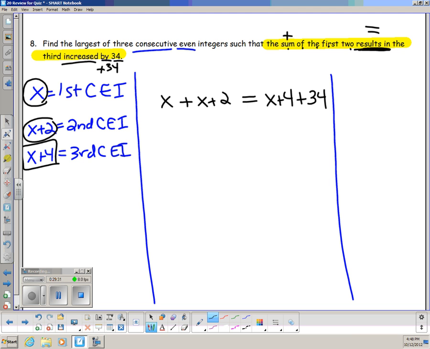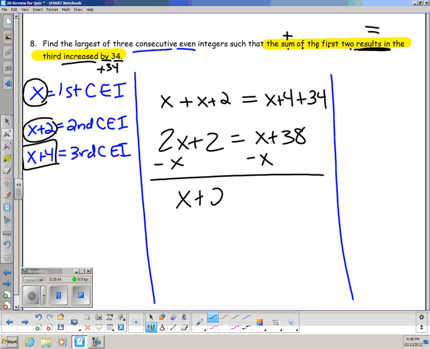So now I have x plus x plus 2, which is 2x plus 2, equals x plus 4 plus 34, which is x plus 38. I'll subtract x from both sides. So we get x plus 2 equals 38. Subtract 2 from both sides. And x equals 36.